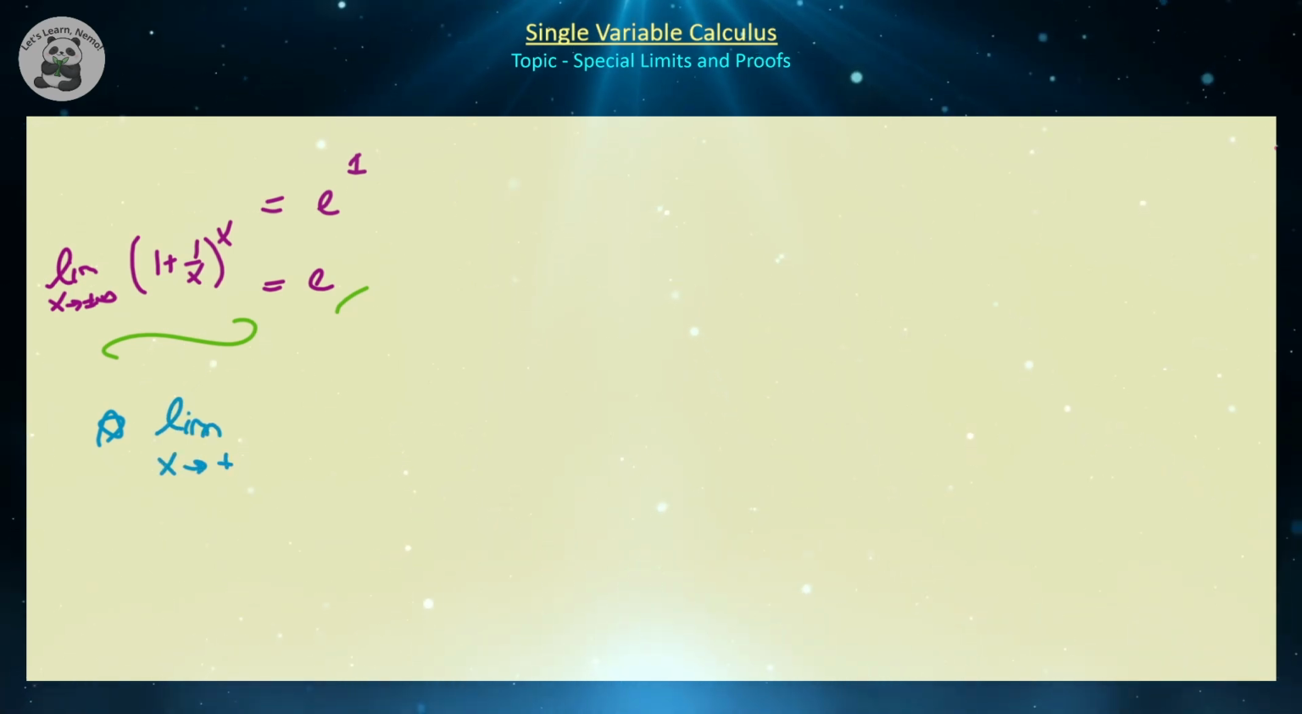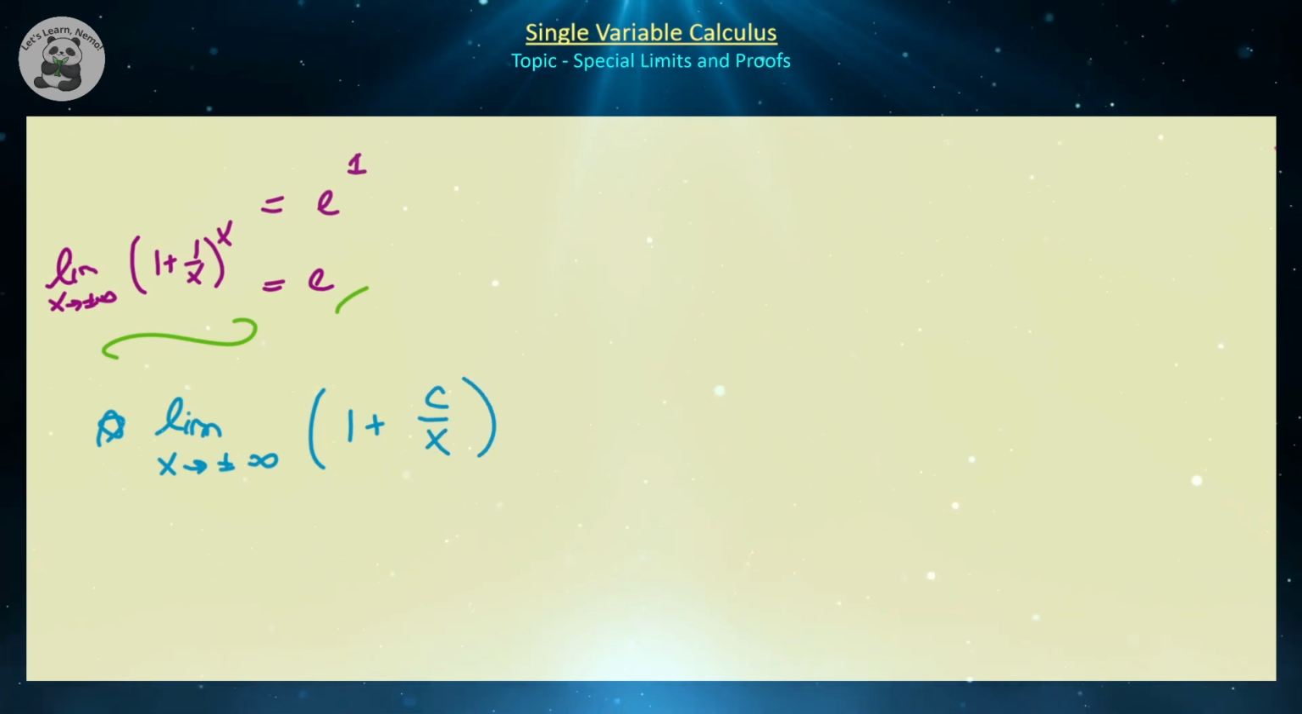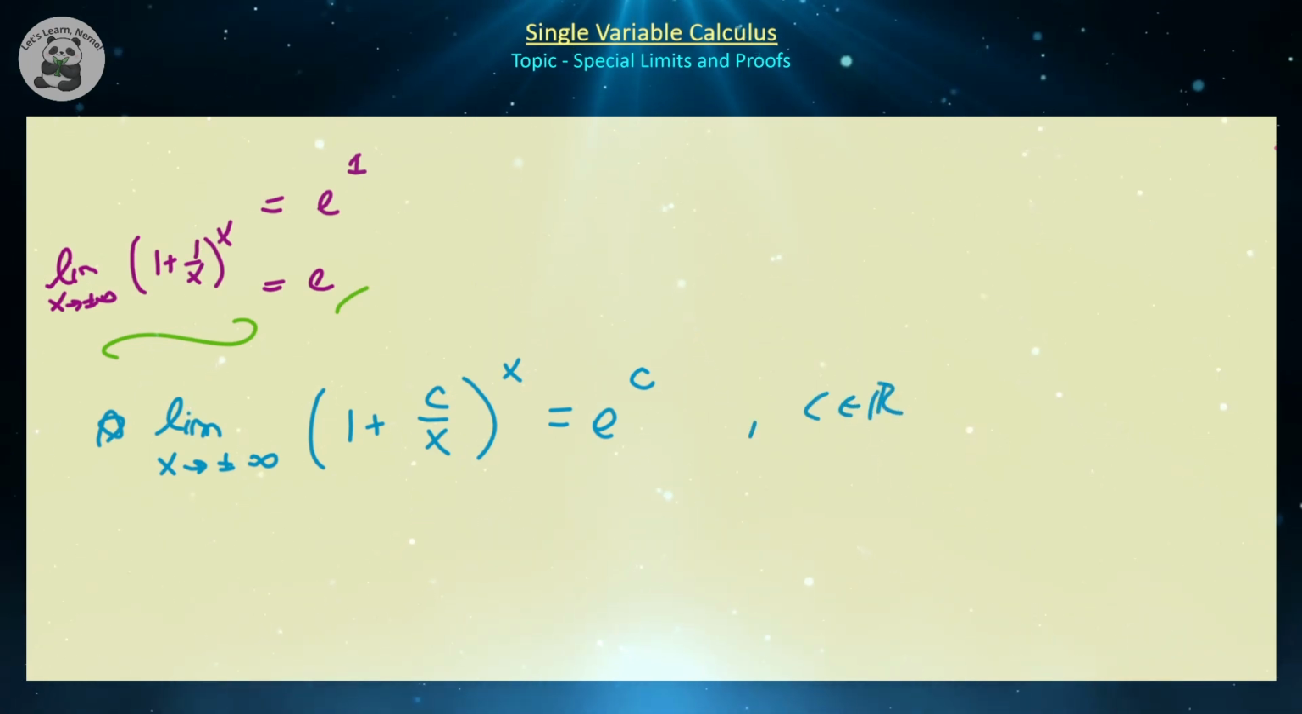Using some other substitution tricks, as we have shown here, you can actually prove a more useful result. In particular, the limit as x approaches plus or minus infinity of 1 plus c divided by x to the power of x is actually equal to e to the power of c, where c is a real number. I invite you to try and prove that on your own. But those are some of the very important limits. Some people call them special limits, some people just memorize them. But those are the proofs that underline why they are what they are.